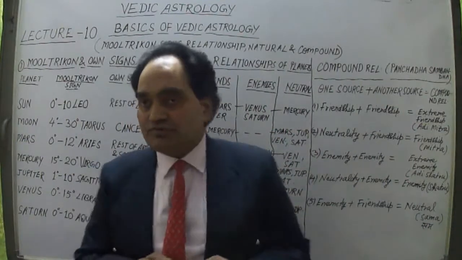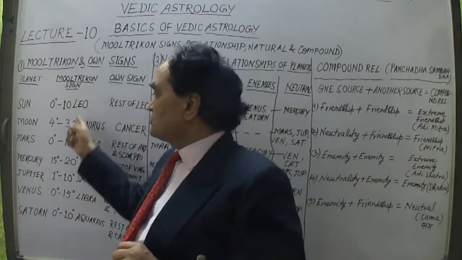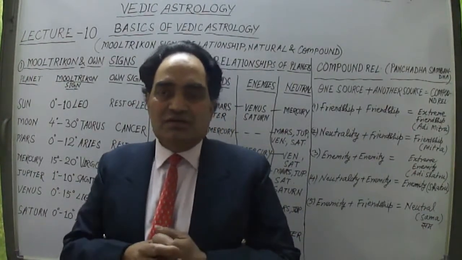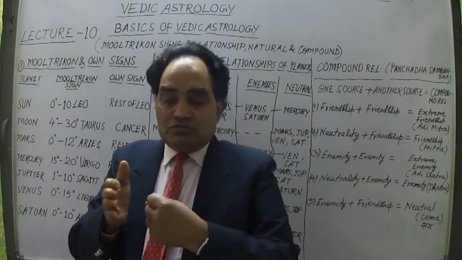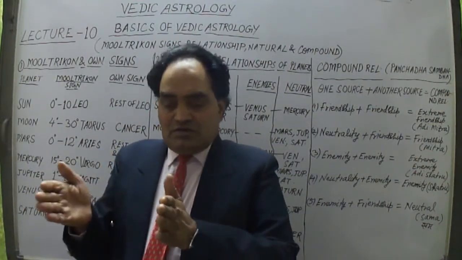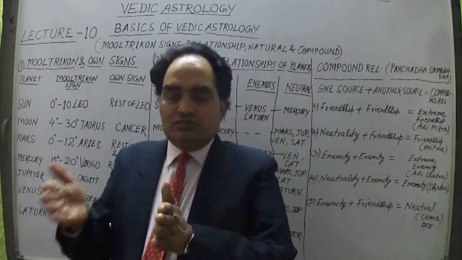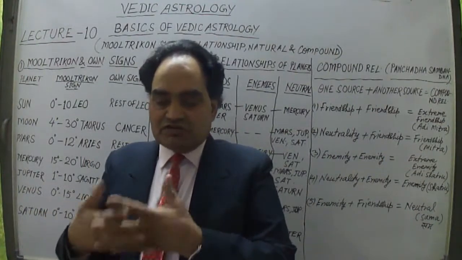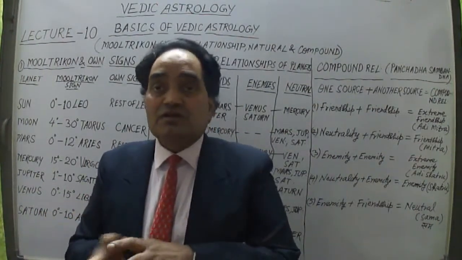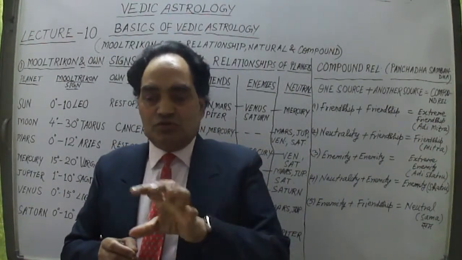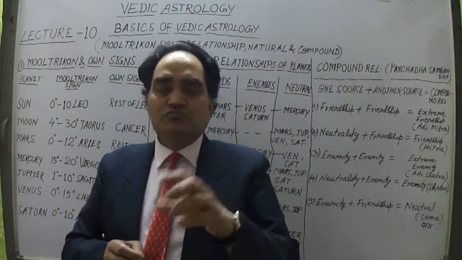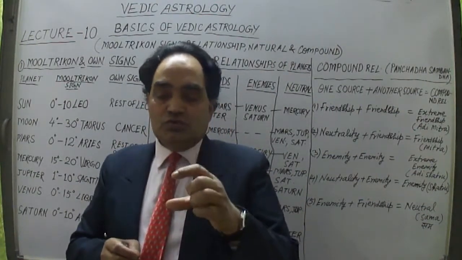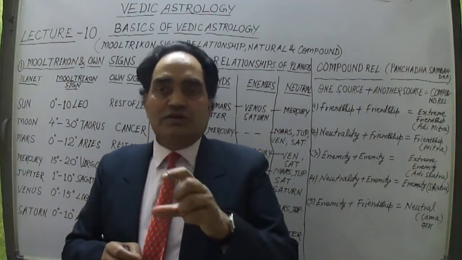Now let me take the first point. The first thing I have talked about is the Mooltrikon sign. Every planet has its own Mooltrikon sign. In that sign, within some degrees, this degree to this degree, that planet is more active and gives better results than in its own sign. Own sign means the sign it is lord of, one sign or two signs. As Moon is lord of Cancer, Sun is lord of Leo. As I have told you, one sign is lorded by Sun and one by Moon.